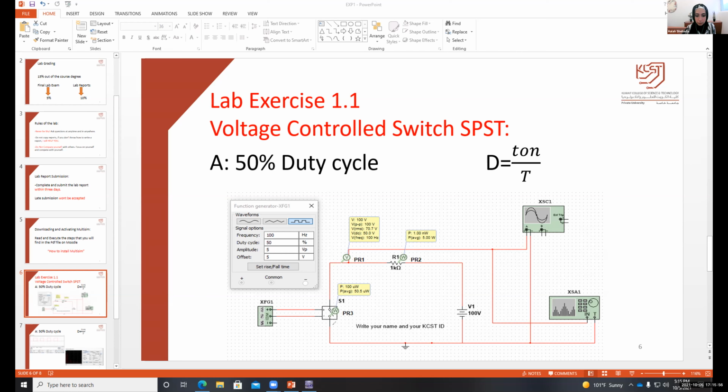So when the switch is on, the voltage across the resistor will be 100 volts because current will pass through the circuit and the voltage will be equal to this DC voltage source because they are connected in parallel. But when the switch is off, it will act as an open circuit. And when it's open circuit, there will be no current passing through the circuit. So the voltage across the resistor will be 0 because V equals IR. And since I is 0, V equals 0, okay?